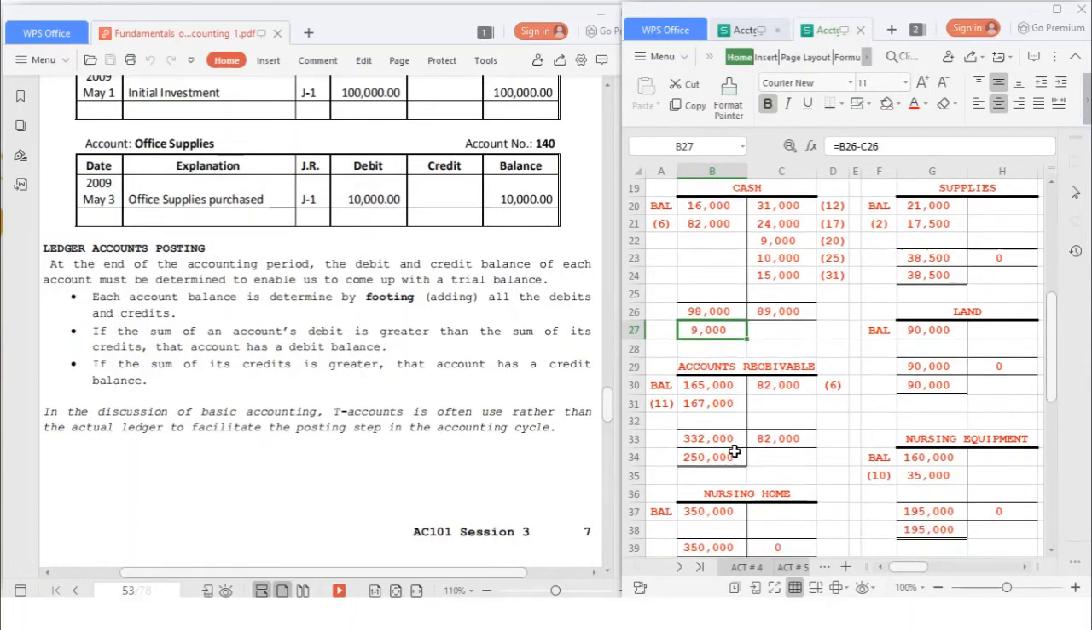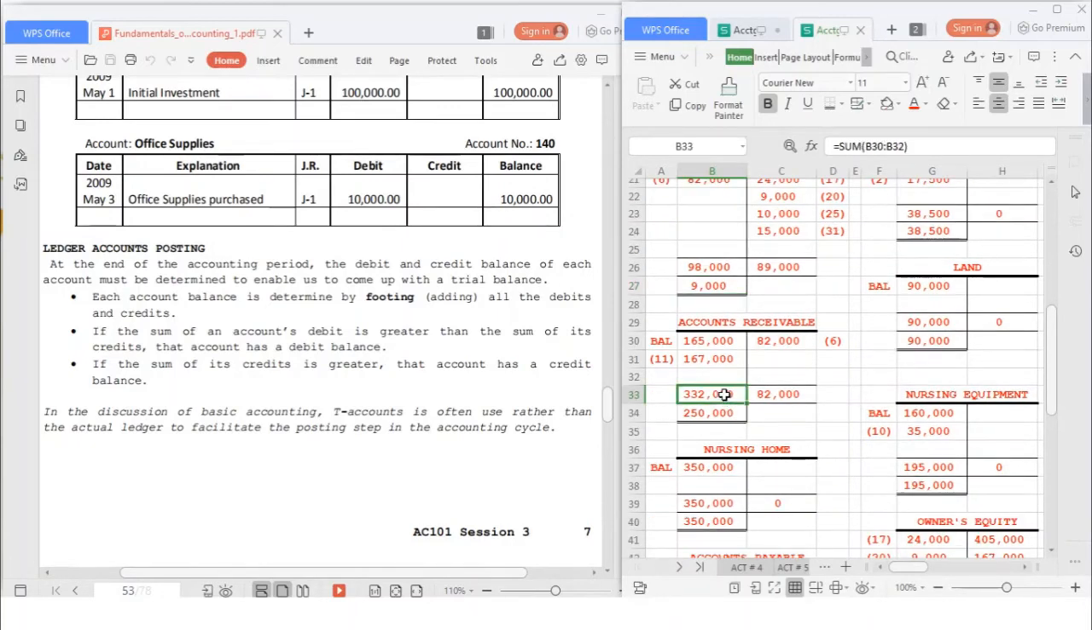Same with your accounts receivable. Your cross-foot, again, this process: you put the amount at the bottom, the difference of the two, and you place it on the side where it is bigger. So in this case, your debit side is bigger than your credit side. So, meaning, it is placed on the debit side. Same with your accounts receivable.